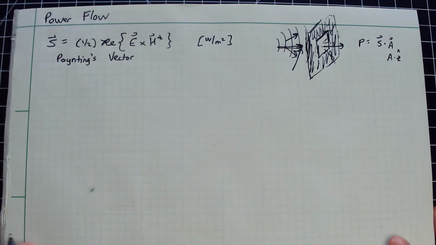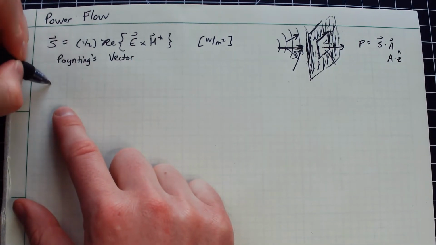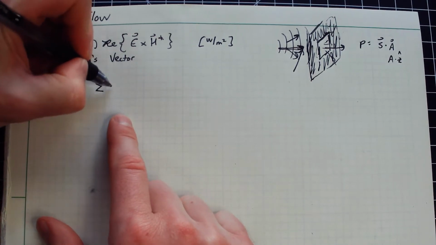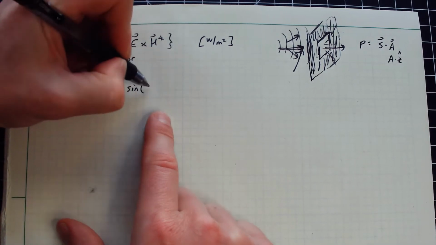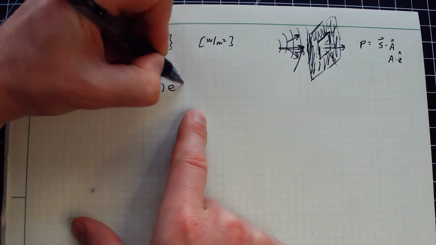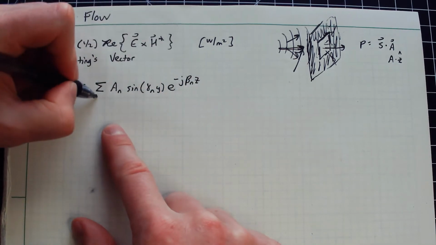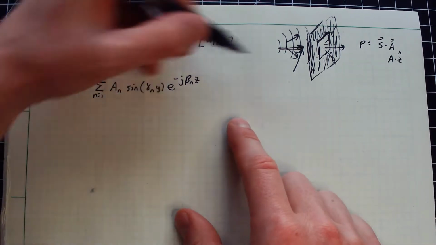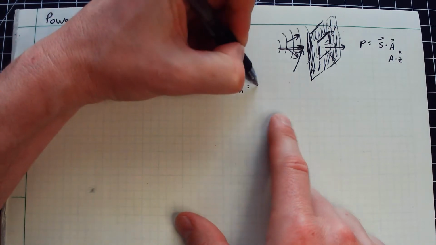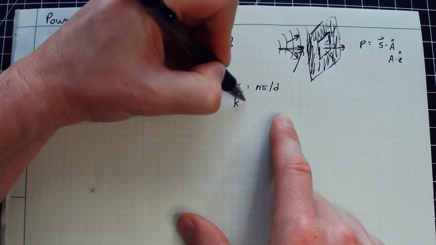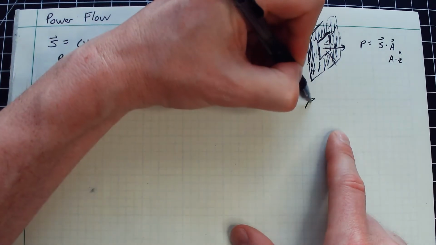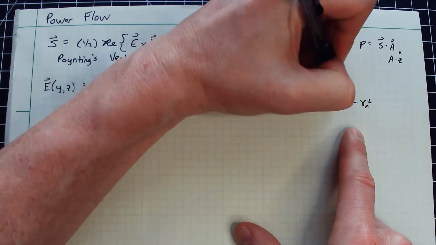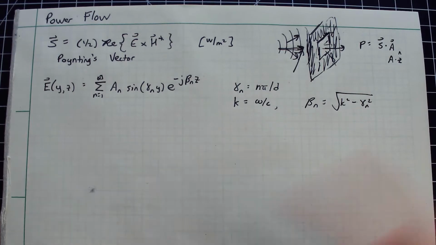So we remember my electric field was of the following form. It was a summation of A sub n sine of gamma sub n y times e to the minus j beta sub n z, just going from 1 to infinity. And these propagation constants were, gamma sub n was n pi over d. Then I had k was omega over c. And then I had this beta n, which was the square root of that difference, that little Pythagorean relationship.